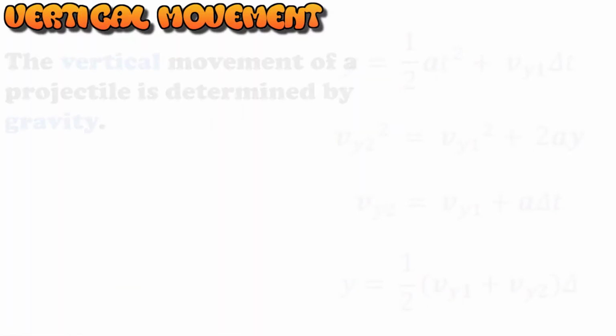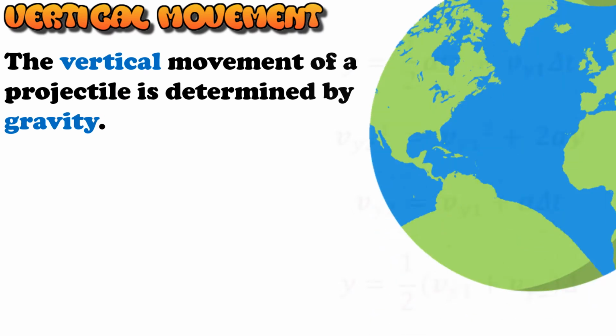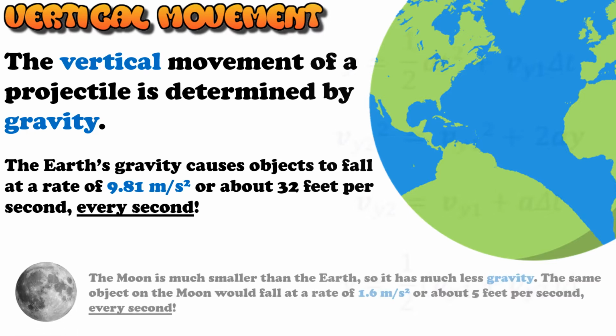Vertical movement. The vertical movement of a projectile is determined by gravity. The Earth's gravity causes objects to fall at a rate of 9.81 meters per second every second. That's about 32 feet per second every second. The moon is much smaller than the Earth, so it has much less gravity. The same object on the moon would fall at a rate of 1.6 meters per second every second, or about 5 feet per second every second.